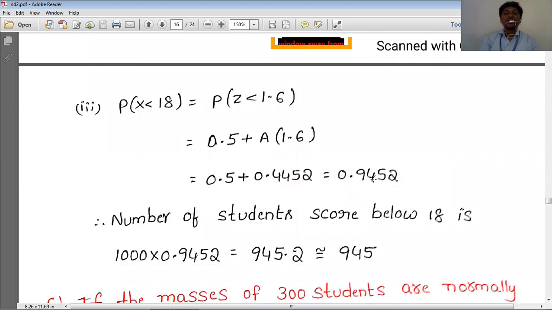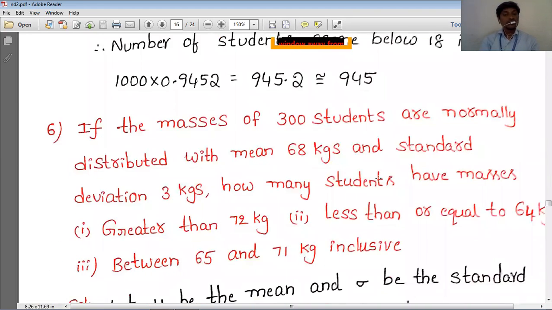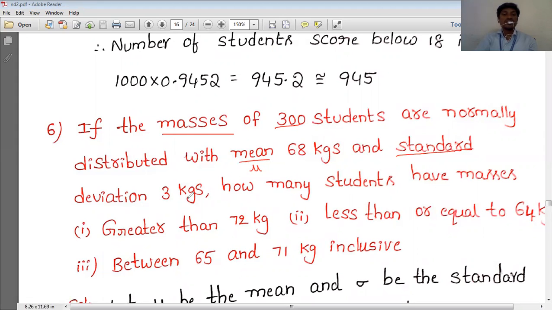Okay. Next, so this is also just like the previous one. There they gave weights and marks; here what do they give? Masses and students only. 300 students are normally distributed. The mean they give: mu is equal to 68 kg. And the standard deviation they give: sigma is equal to 3 kg.